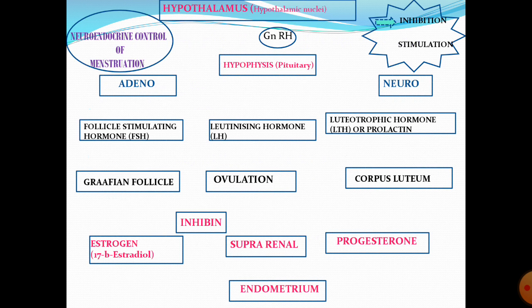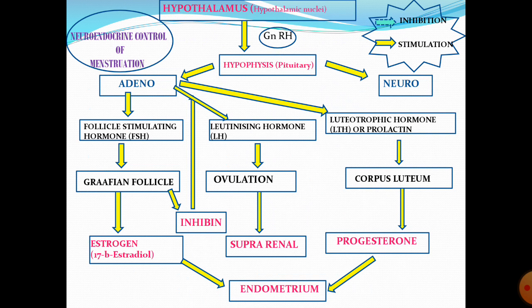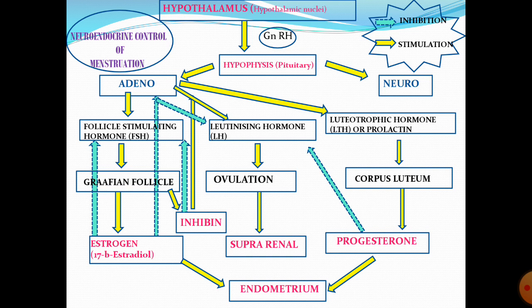Then, as I told you, both the estrous cycle as well as the menstrual cycle are under neuroendocrine regulation. How exactly the regulation is brought about, let us understand. The slide here gives you a schematic representation depicting the neuroendocrine regulation of menstruation.